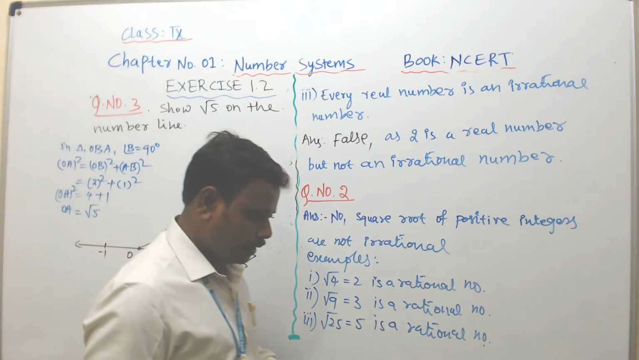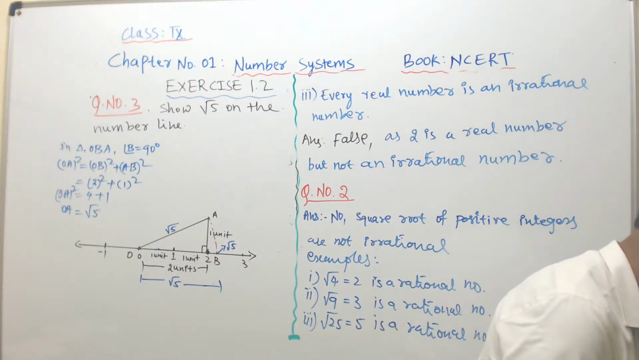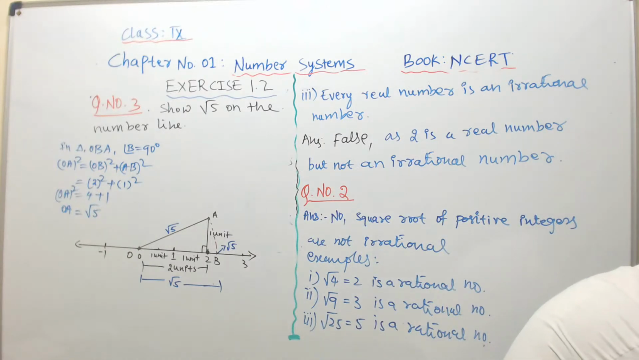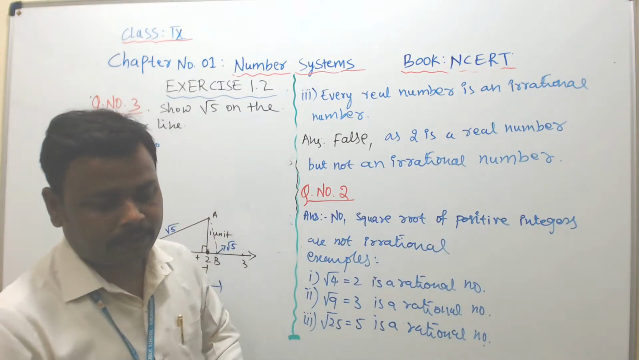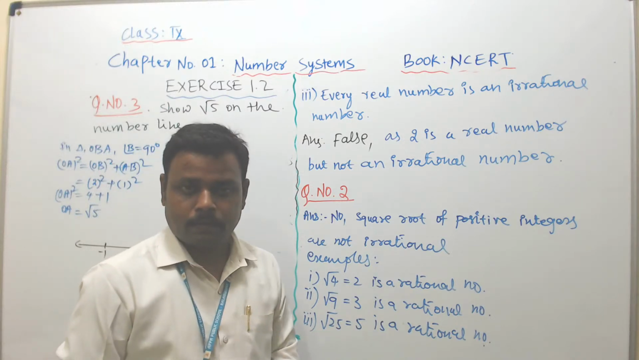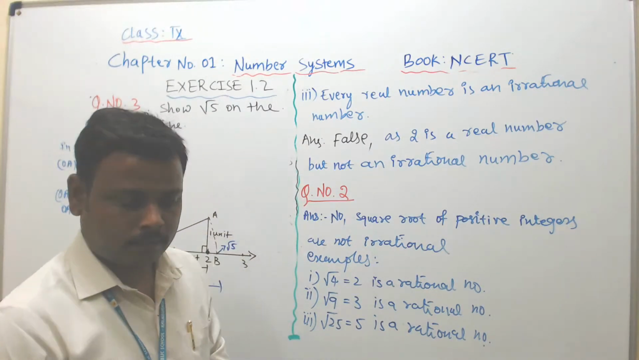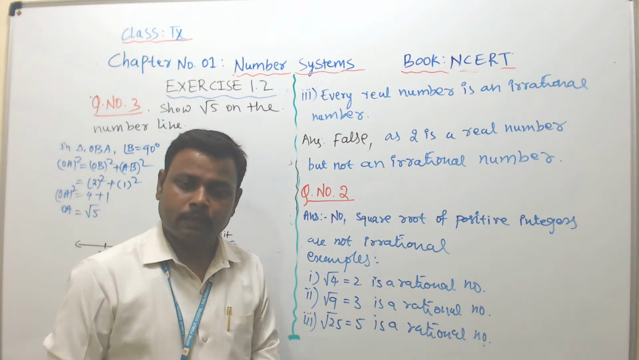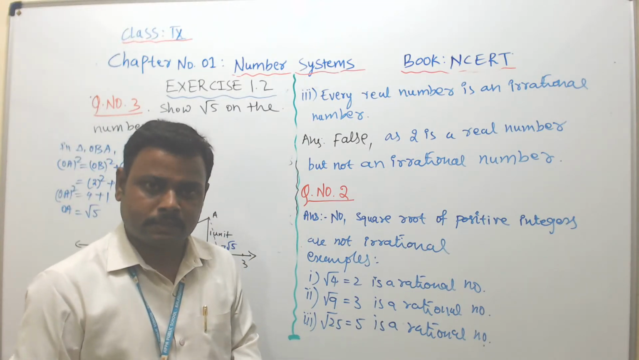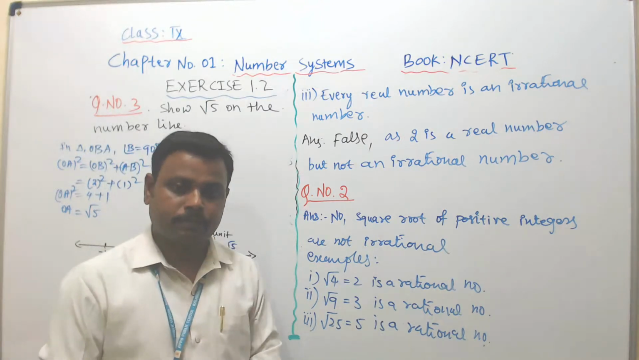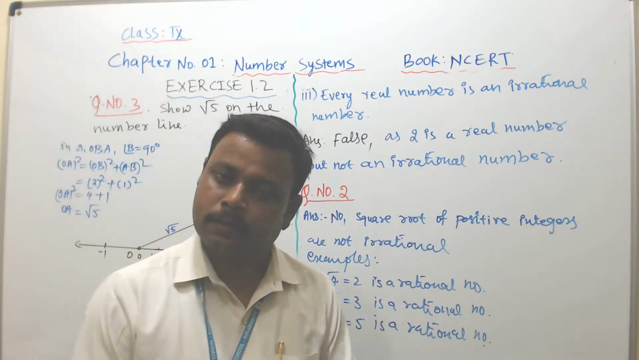So we completed today the topics we have covered in today's class: irrational numbers, real numbers, terminating and non-terminating decimal expansions, locating irrational numbers on the number line, and exercise 1.2. The remaining syllabus will continue in the next class. Thank you so much.